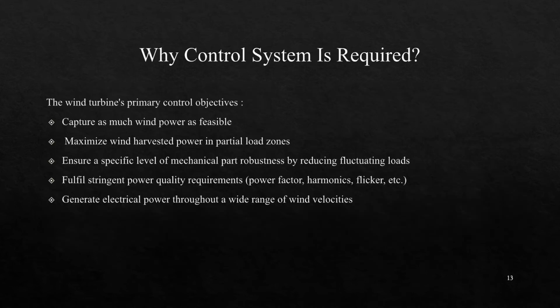Control system of dynamic modeling. Before we move to the control part of the system, there is one question: why is a control system needed? There are mainly five objectives for that. First, to maximize the power productivity of the wind turbine. Second, to maximize the wind harvested power in partial load zones. Third, to ensure a specific level of reliability of mechanical parts by reducing fluctuating loads. Fourth, to fulfill stringent power quality requirements such as power factor, harmonics, flicker, etc. And fifth, to produce electrical power throughout a variety of wind velocities.